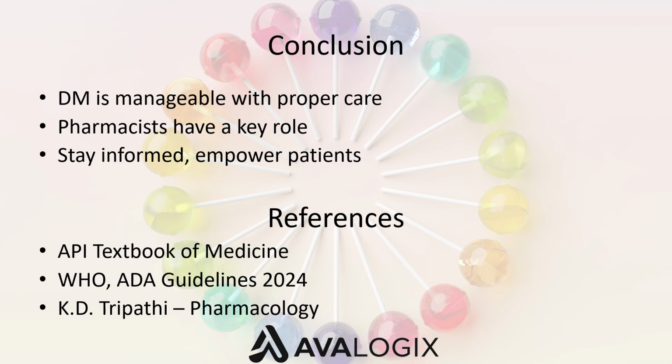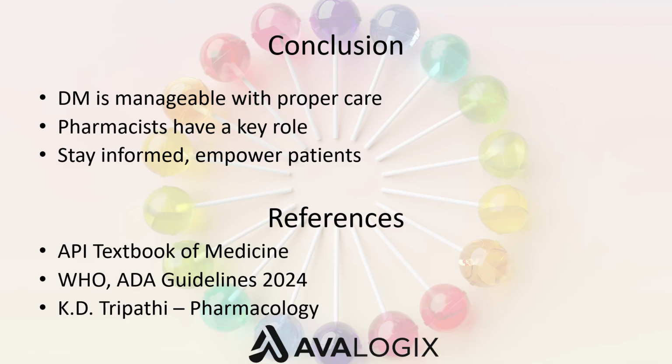To wrap up our session today on Diabetes Mellitus, let's revisit the key points. Diabetes is a complex, chronic condition that requires a comprehensive understanding of its types, causes, symptoms, and complications. We saw how type 1 and type 2 diabetes differ in their pathophysiology and why proper diagnosis through specific criteria is crucial. Management isn't just about medicines.